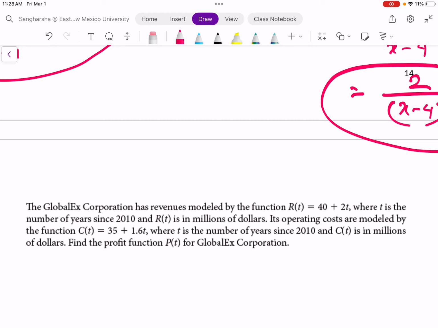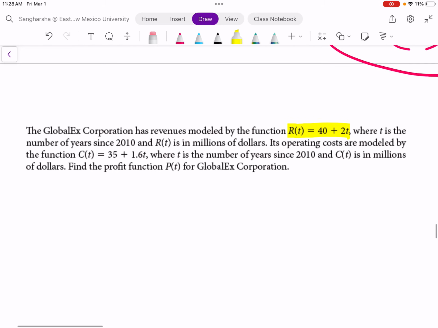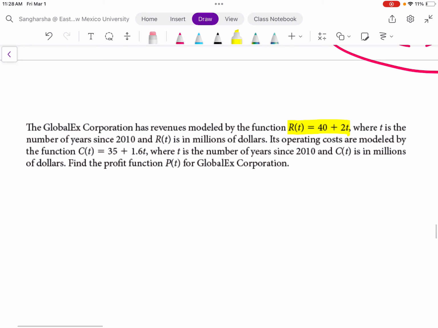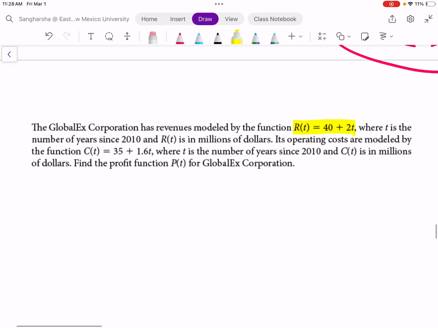So here we have the Global X Corporation has a revenue. We have this expression R of t, which gives us the revenue for the corporation, where t is the number of years since 2010. R of t is in millions of dollars.